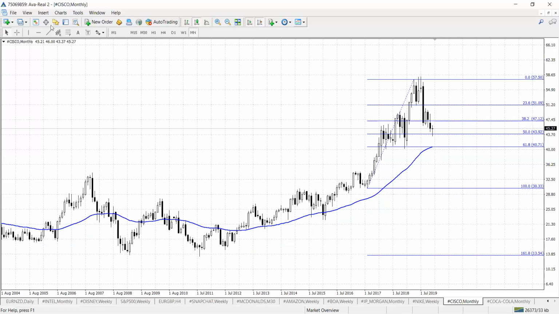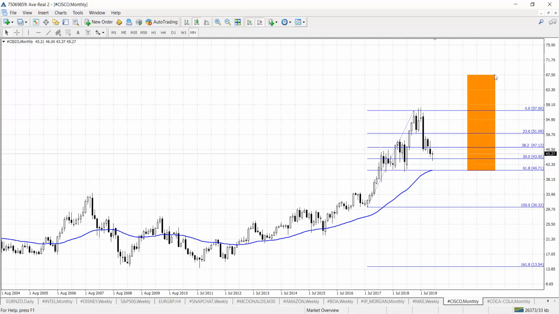If I take then, based on the shape, all the area, I will be looking at this. 67.50. There you go.